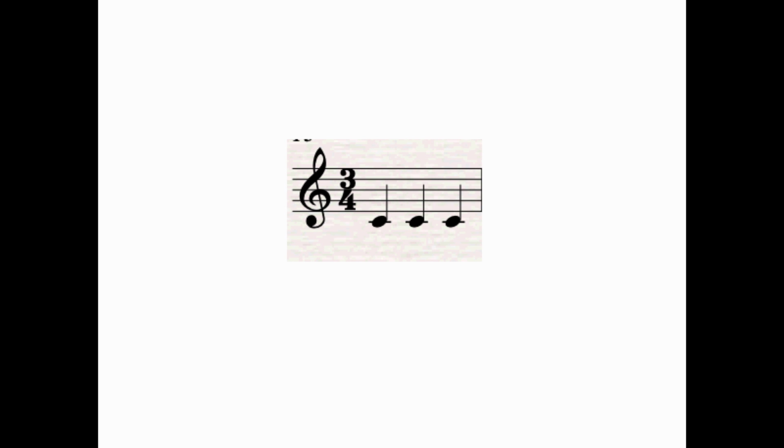Again, the bottom number is a 4, indicating that we are counting in crotchet beats. In this instance, the top number is a 3, informing us that the sum of the note values in each bar in the following piece of music equates to that of 3 crotchets.